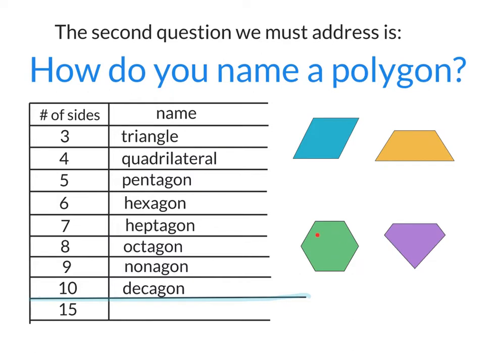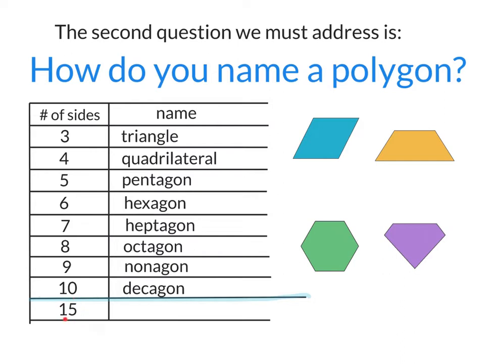I think I have a hexagon right here for you. 7 sides is a heptagon. 8 sides is an octagon. 9 sides is a nonagon. 10 sides is a decagon. And at that point, that's where I drew this line right here. That's where we stop having fancy names.